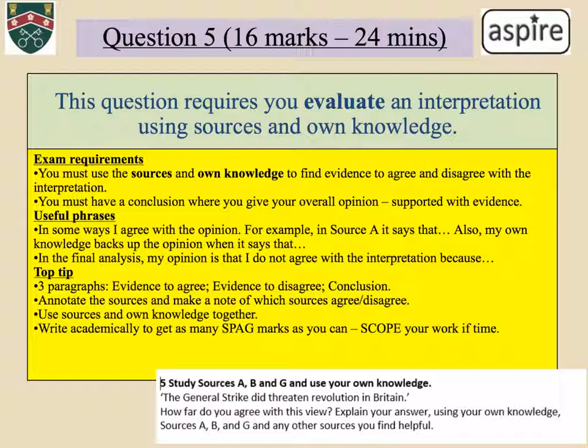In terms of structuring this answer, you'd want to have a paragraph that agrees with the opinion, the interpretation, and then you'd need a paragraph that disagrees with the interpretation, and then you would want an overall conclusion. So you want to have 3 paragraphs for this answer: evidence to agree, evidence to disagree, and a conclusion. One really useful tip when you're reading the 3 sources before you answer the question is to annotate them, to underline key points and make a note of which sources agree and which sources disagree with the opinion.